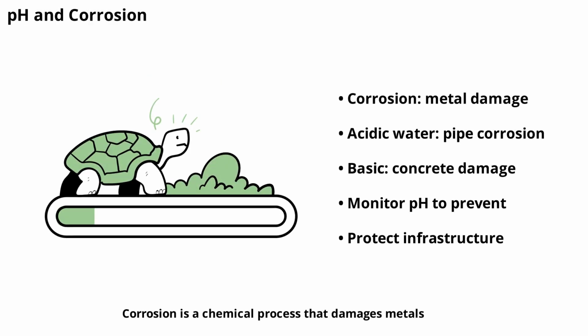Corrosion is a chemical process that damages metals, often accelerated by acidic or basic environments. For example, acidic water can corrode pipes, while basic conditions can damage concrete. Monitoring and adjusting pH helps prevent costly damage to infrastructure and equipment.